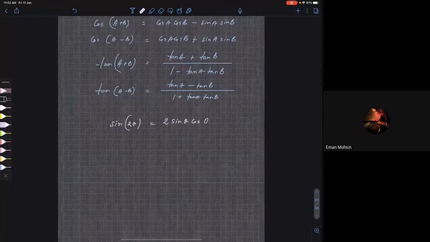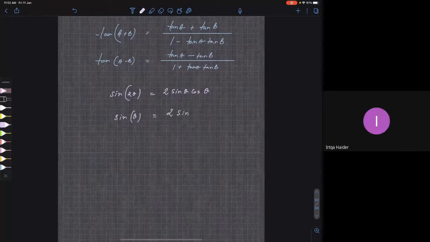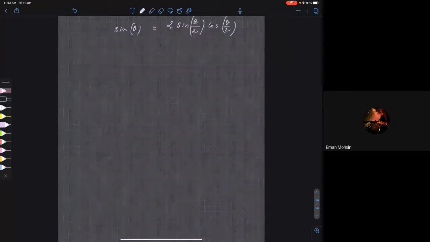There is a variation of this formula that I am also writing. Sine of theta can be written as 2 sin theta by 2 cos theta by 2. Clear? Next.